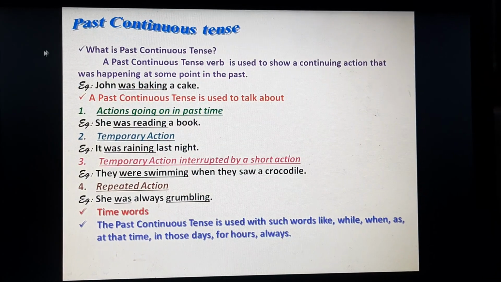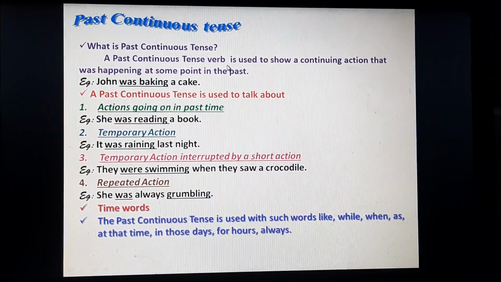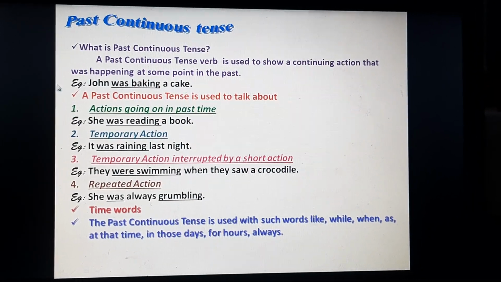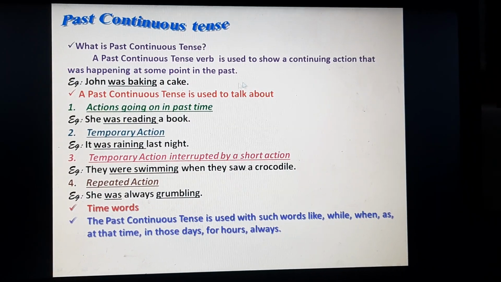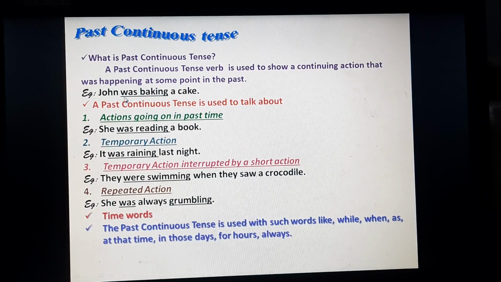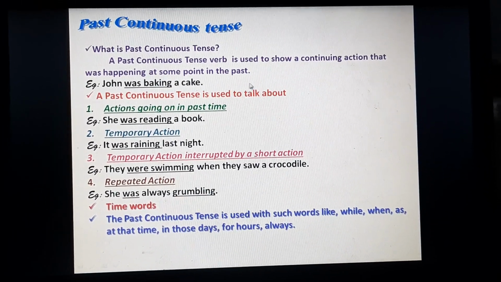Today we shall learn about past continuous tense. A past continuous tense verb is used to show a continuing action that was happening at some point of time in the past. Example, John was baking a cake. This was baking was a continuous action in the past.